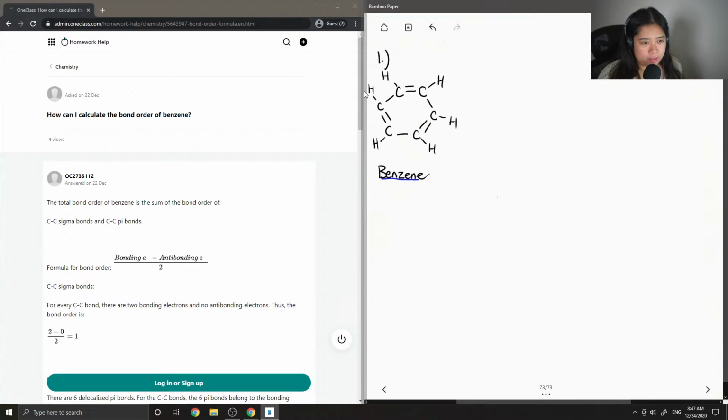Now I'll write down the formula to find bond order. This is equal to the bonding electrons minus the anti-bonding electrons, all over 2.